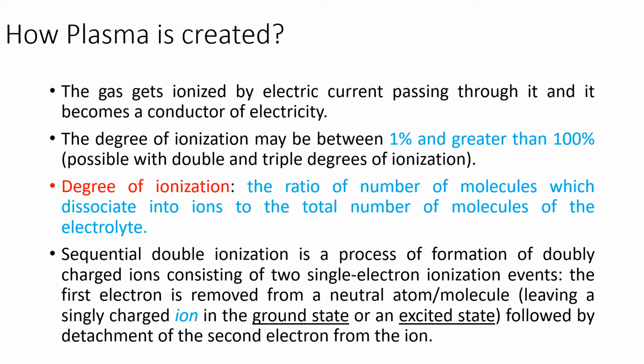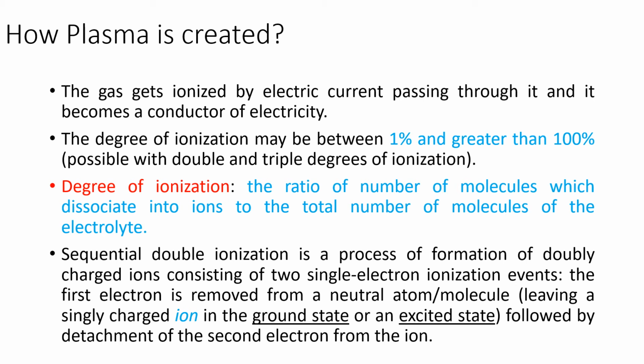The definition is given here. It is the ratio of the number of molecules which dissociate into ions to the total number of molecules of the electrolyte. So we can say it is the number of molecules dissociated divided by the total number of molecules present in the electrolyte, and that ratio will give a number. That number is called the degree of ionization, or from that we can say the percentage of ionization, by multiplying by 100.